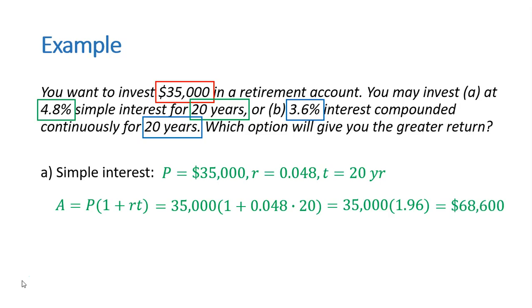$68,600. So this means for an investment of $35,000, we almost double. So double would be 70,000. We're almost there. So we almost double our investment under this particular calculation of interest.